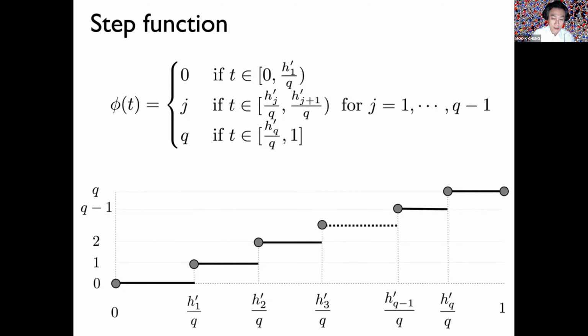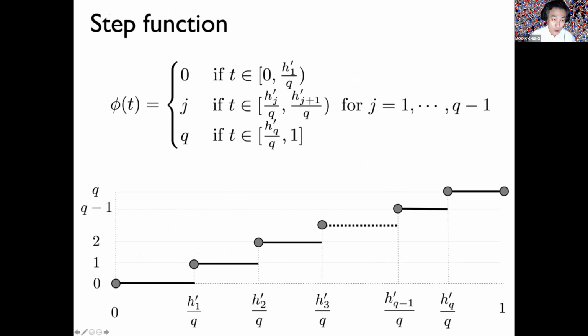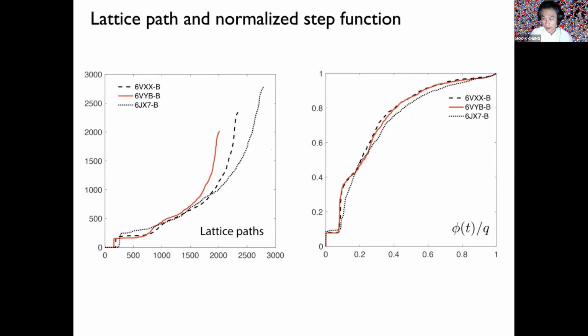Then this left side is the lattice path for the three structures here, three different spots. Now, if you transform it, dividing by Q, why Q? Q is basically the total number of bonds for each molecule. So by dividing by this, we are making this step function go between 0 and 1, exactly an empirical cumulative distribution function. So this is how you do it.